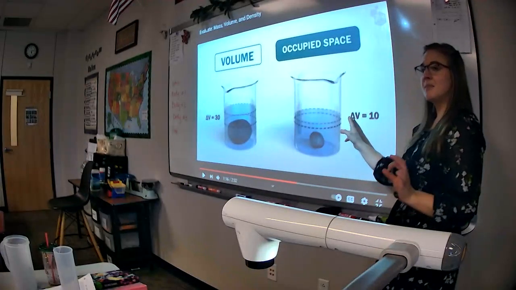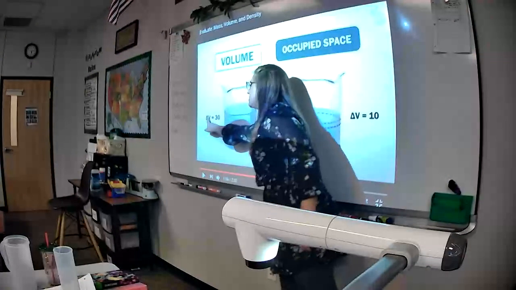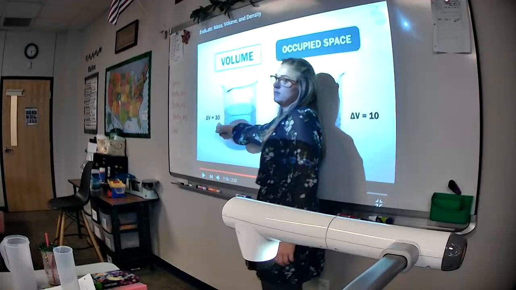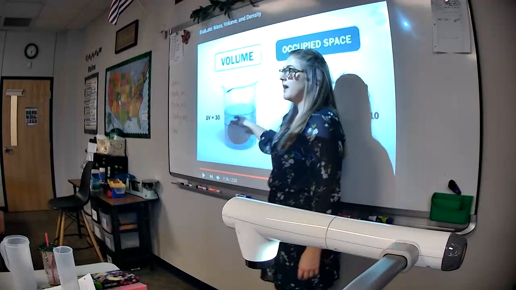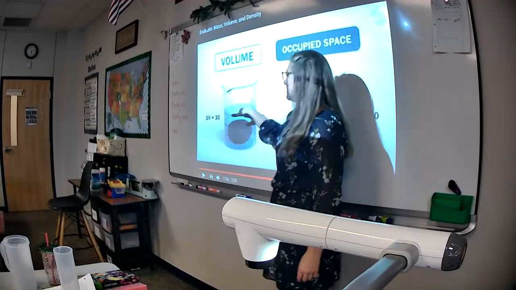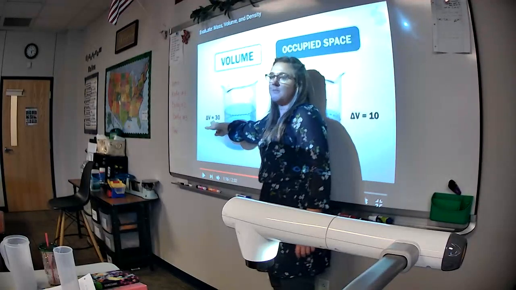In science, it means change. So this is showing you the change in volume was 30. Before the rock went in, the volume of the water was here. After the rock went in, the volume was up here. It changed 30 units.